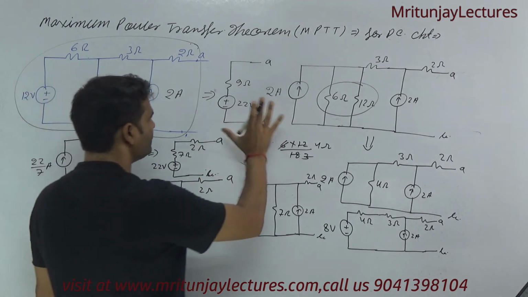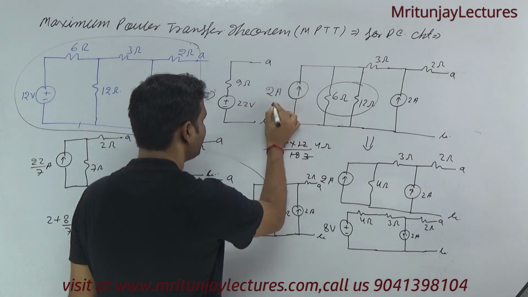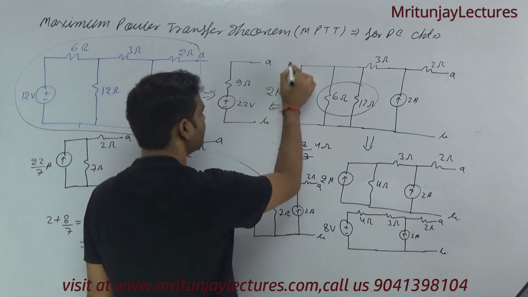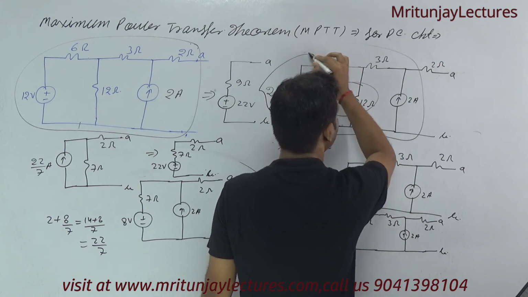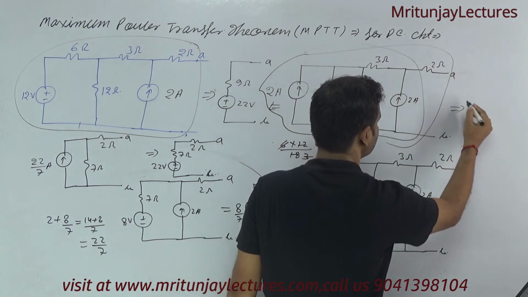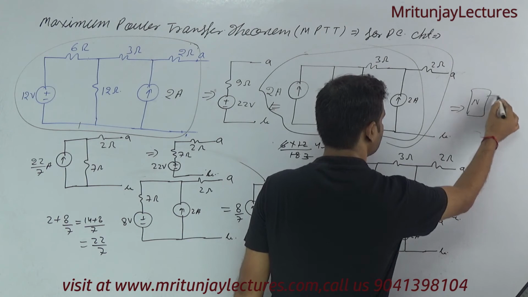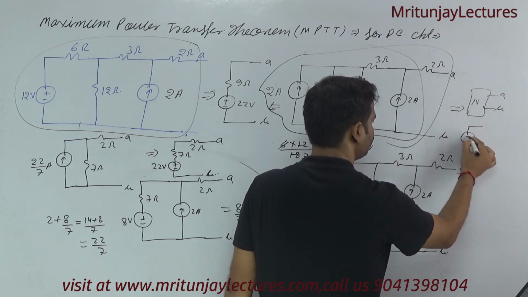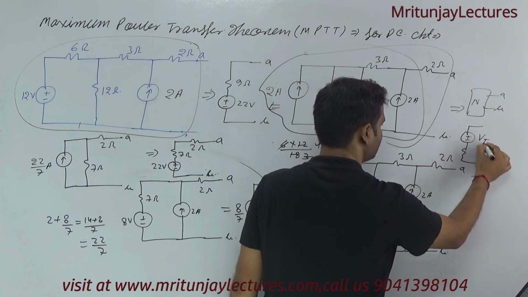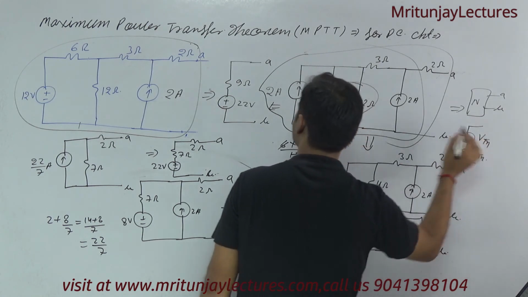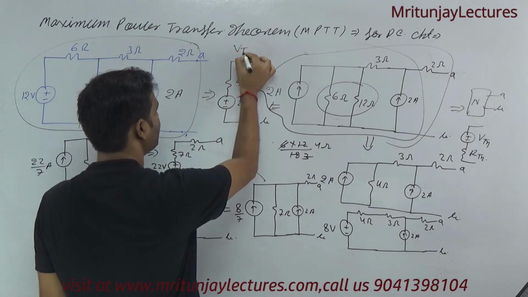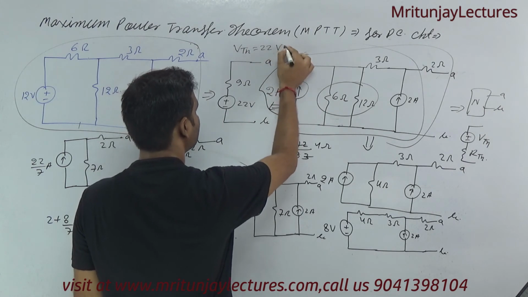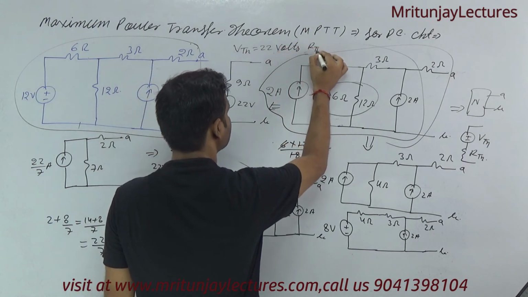Okay, so this circuit is finally represented like this. I have already said that if the network is A and B, represented by VTH and RTH, then what about VTH? That is 22 volt. And what about RTH? That is 9 ohm.